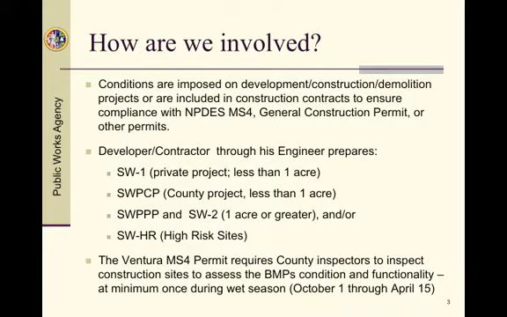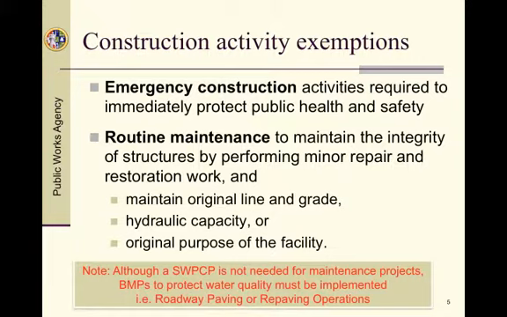Construction activity exemptions. For emergency constructions, activities required to immediately protect the public health and safety, as well as routine maintenance that are meant to maintain original line and grade, hydraulic capacity, or original purpose of the facility. Although a stormwater pollution control plan is not needed for maintenance projects, it is still anticipated that BMPs will be required, such as inlet protection, things like that, just to make sure that polluted stormwater is not entering the storm drain system.